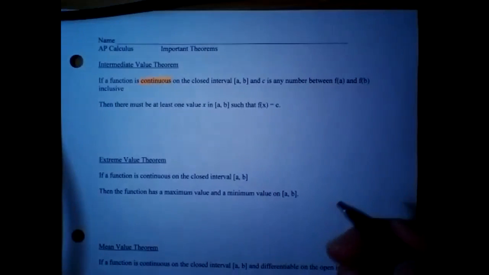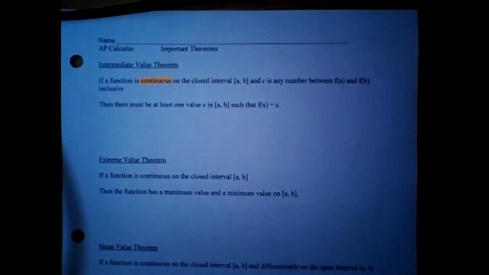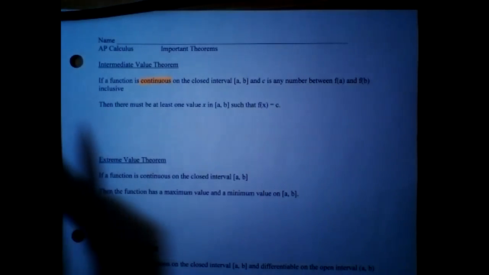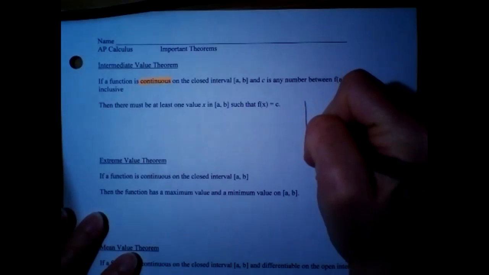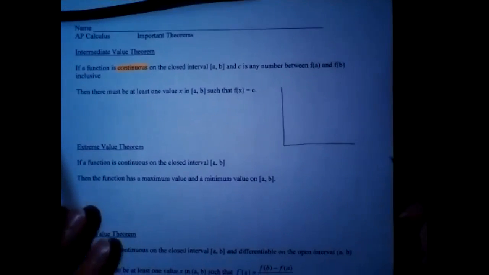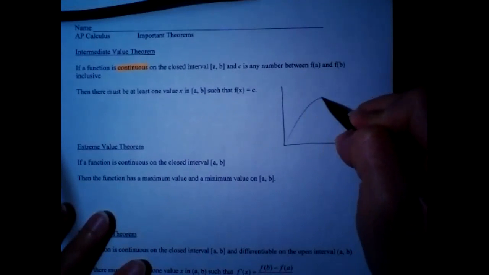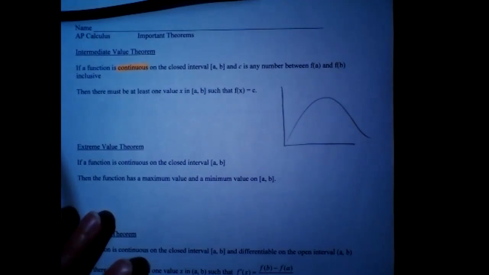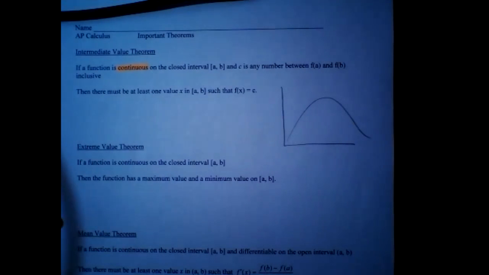We're going to draw a picture to explain this because I think visuals help a lot. So draw yourself a little space to have a graph over here. And just draw yourself something that goes up and comes back down. It's not real important, just some sort of function that's continuous. So no asymptotes or holes or jumps or anything like that. So just some sort of continuous function.